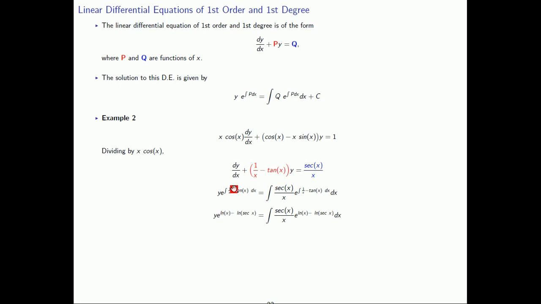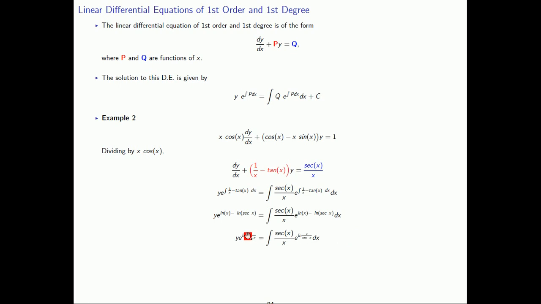Now the integral of 1 upon x is ln x, and the integral of tan x is ln of sec x. So these are standard formulas. It will be better if you have a list of those formulas with you. Okay. So LHS is y into e raised to ln x minus ln sec x, equal to, again this sec x upon x will be as it is in this step, and this e raised to integral p dx, which we evaluated here, will come here again. So it will be e raised to ln x minus ln of sec x.